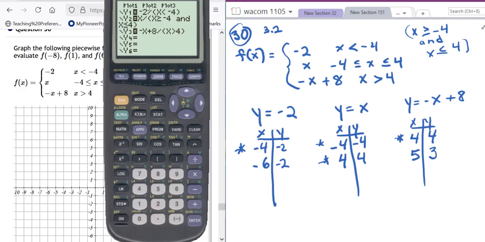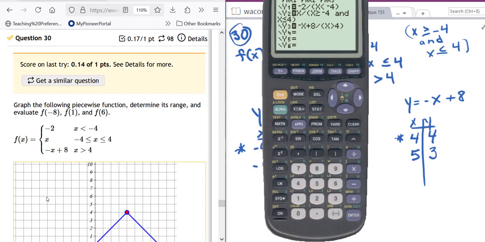Close. All right, so it should do the first one, then the second one, and then the third one if you're watching as it goes. So I'm going to hit graph. And I just wanted to give you a clear screenshot of the equations or inequalities that went in.